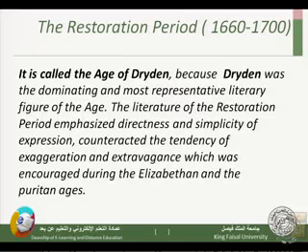As the Puritan period was called the Age of Milton, this second division of the English literature of the 17th century, this second half, is called either the Restoration period or the Age of Dryden. Why? We said that it was the Age of Milton because he was the most representative of that age. Again, it's the same here for Dryden. It is called the Age of Dryden.